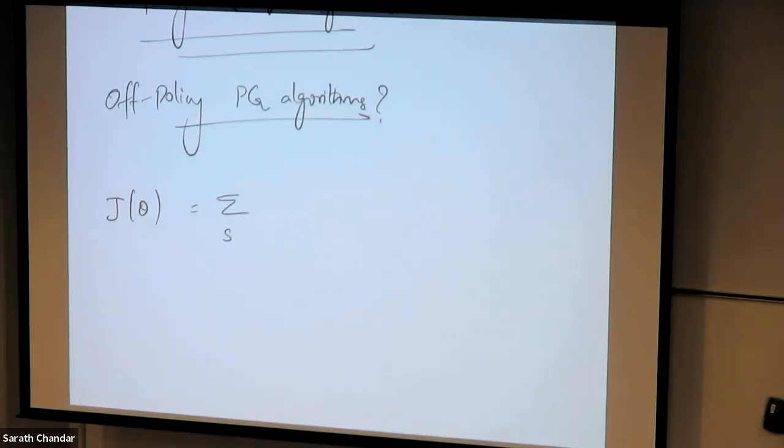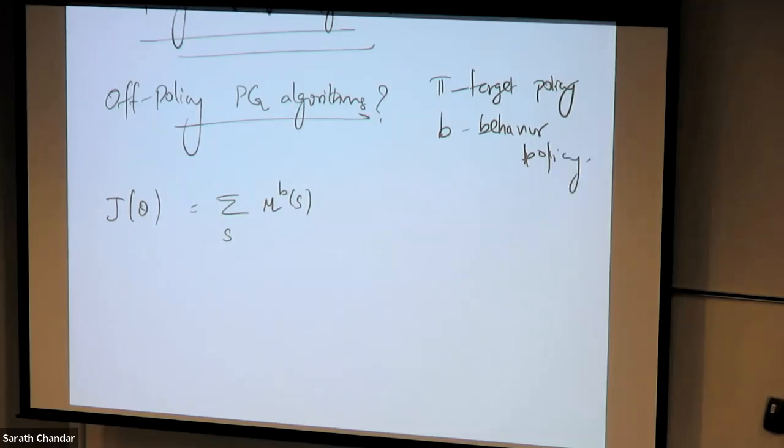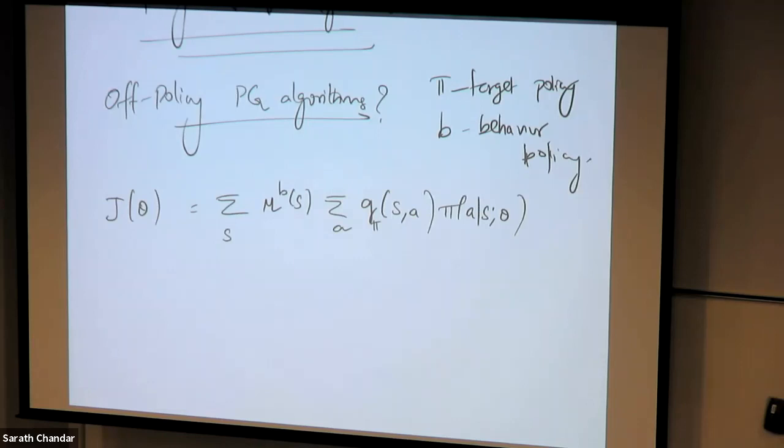Instead of mu pi of s, it's going to be mu b of s. Okay, pi is my target policy, right? And b, if you remember, is the behavior policy, right? Now your distribution is based on the behavior policy, not based on the target policy. So it's going to be mu b of s, summation over a, q pi of s comma a, pi of a given s theta. Is that clear? Well, it would be more intuitive if you put the probability first and then q, but they're both the same.